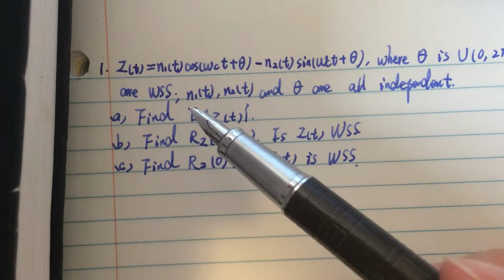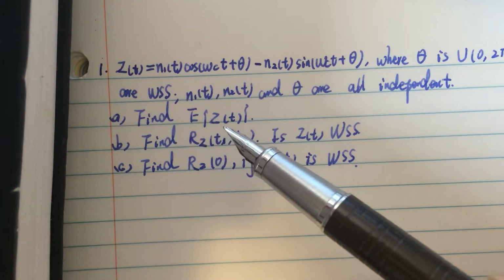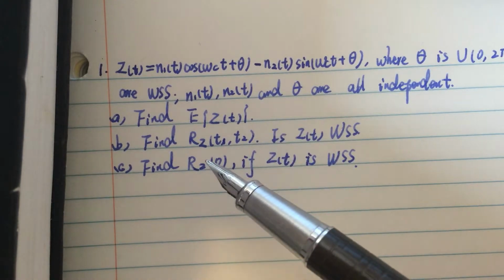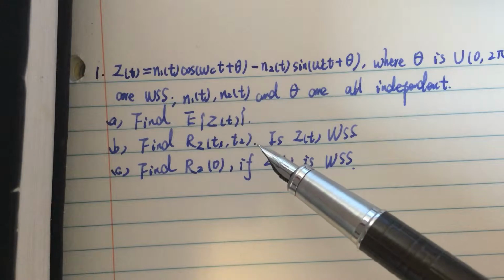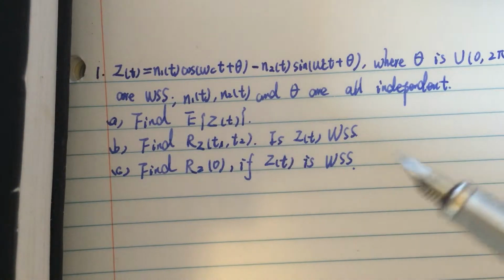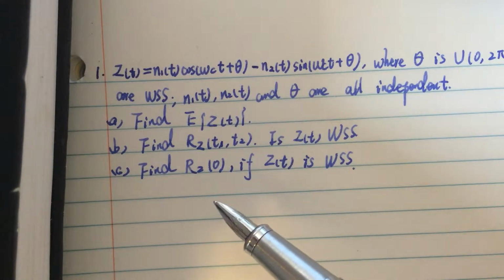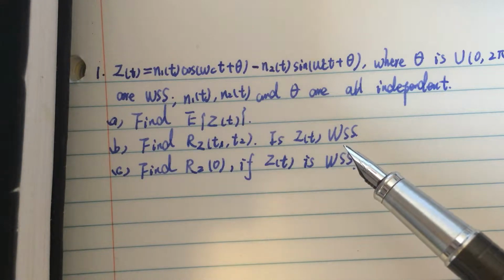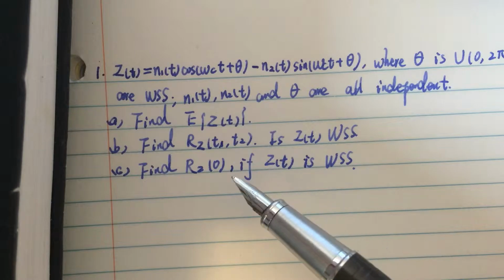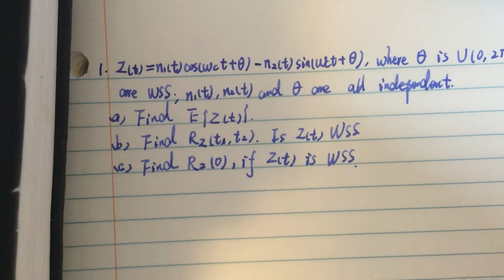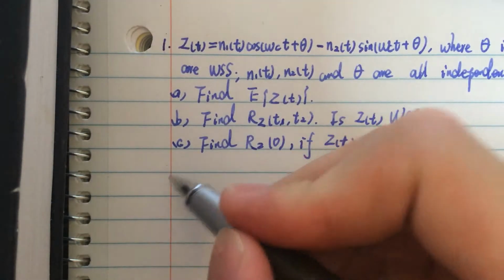First, it requires us to find the mean of Z of t, and second, it requires us to find the autocorrelation of t1, t2, and the last one is that if Z of t is WSS, find R_Z of 0. And so let's do the first one.